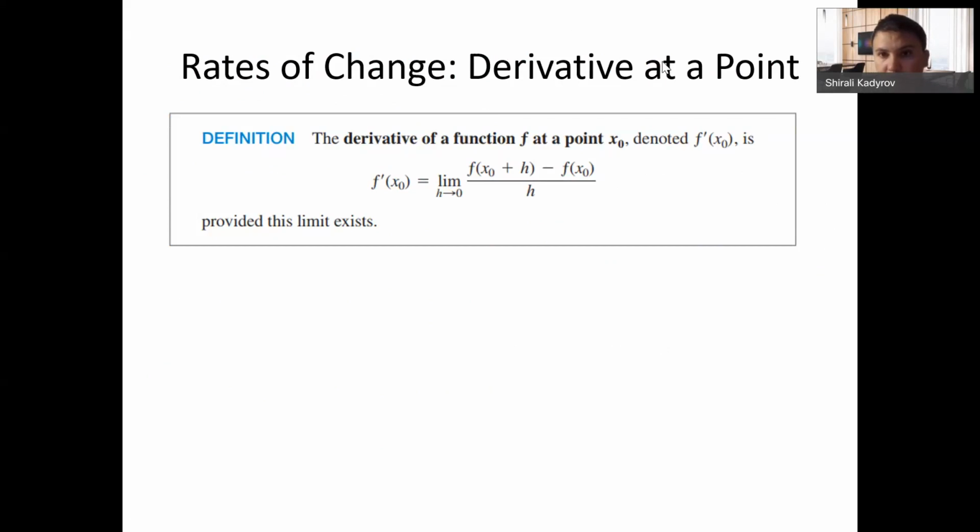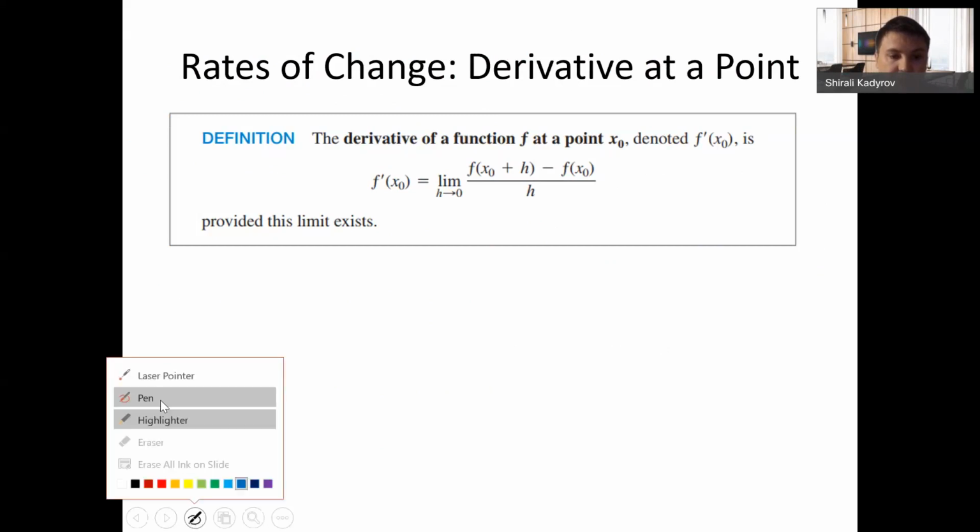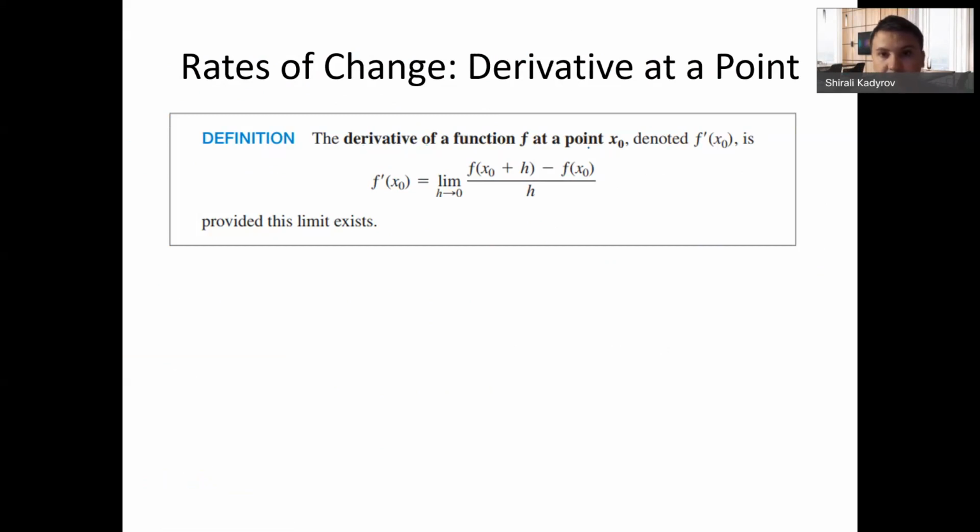So far what we saw was the interpretation of a derivative as a slope. Another interpretation of the derivative comes from rate of change. So first, let me start with formally defining the derivative. The derivative of a function at point x0, which we denote by f prime of x0, is the limit as h goes to 0 of f of x0 plus h minus f of x0, divided by h. And as I mentioned before, this is also the limit as x goes to x0 of f of x minus f of x0 divided by x minus x0. These are equivalent, okay?